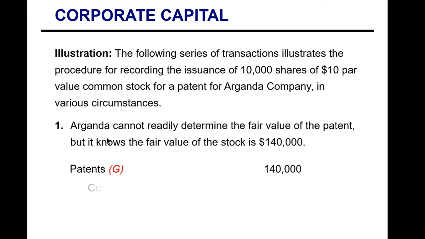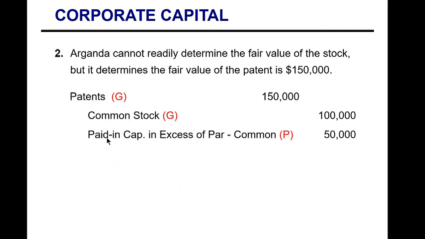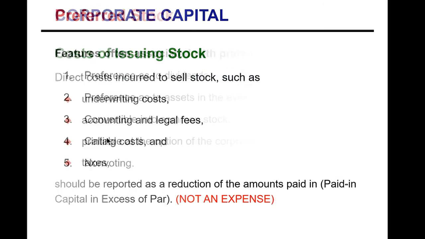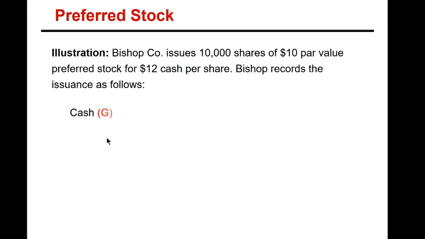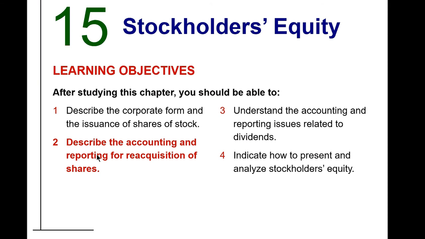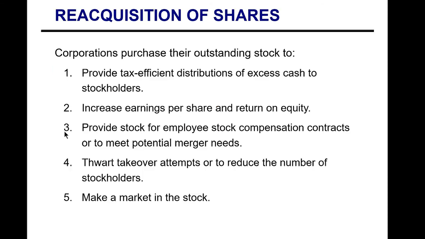So now we're going to go into another part of chapter 15, which is what happens when we sell stock, we buy it back, and we reissue that stock again. So we're going to talk about that, and that's really this section 2 right here of what's going on. So let's talk about that.